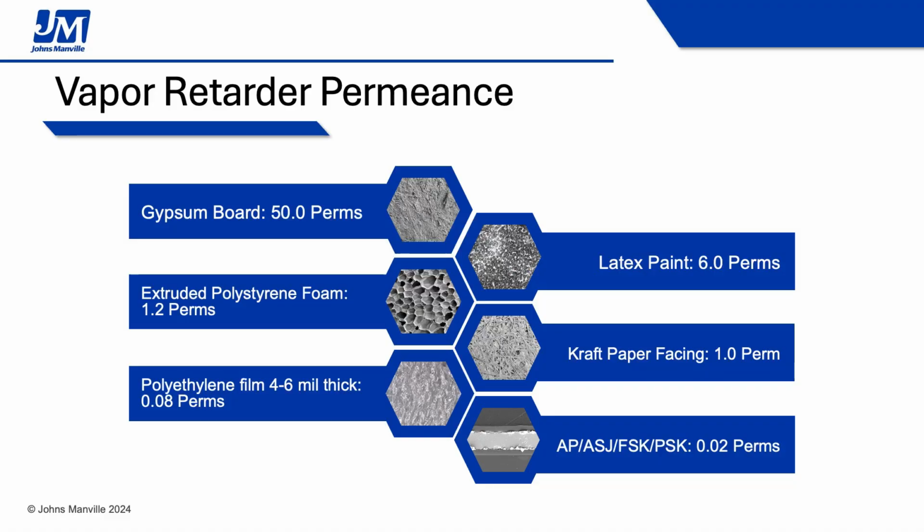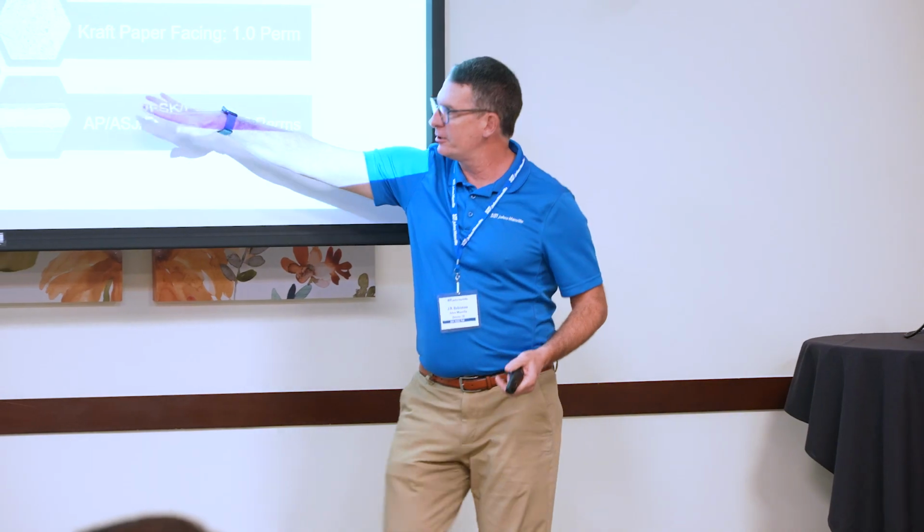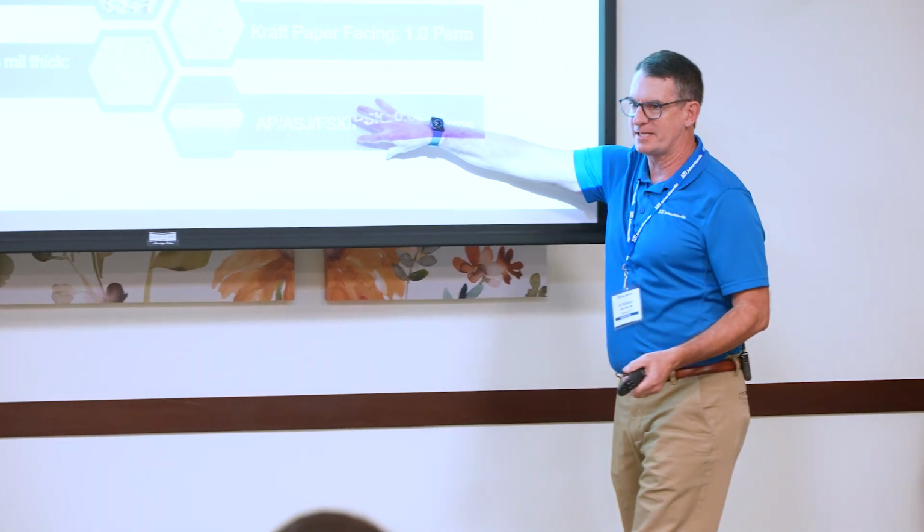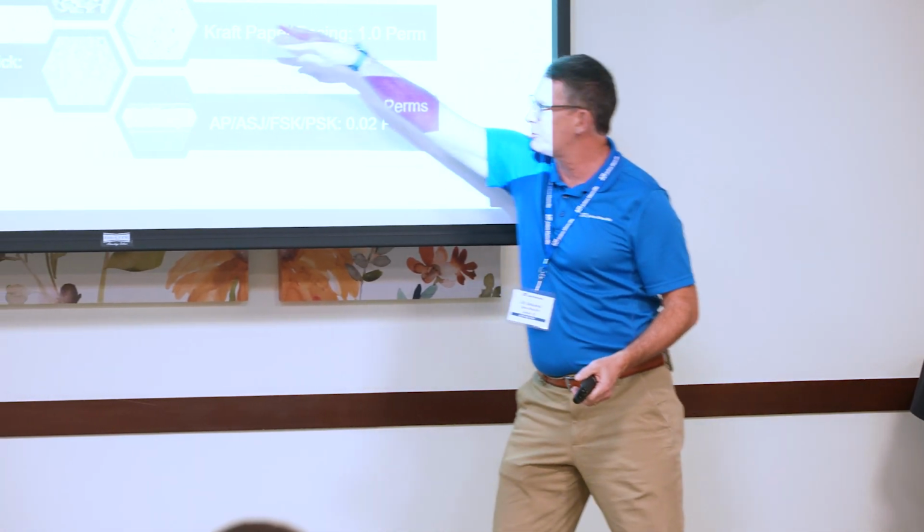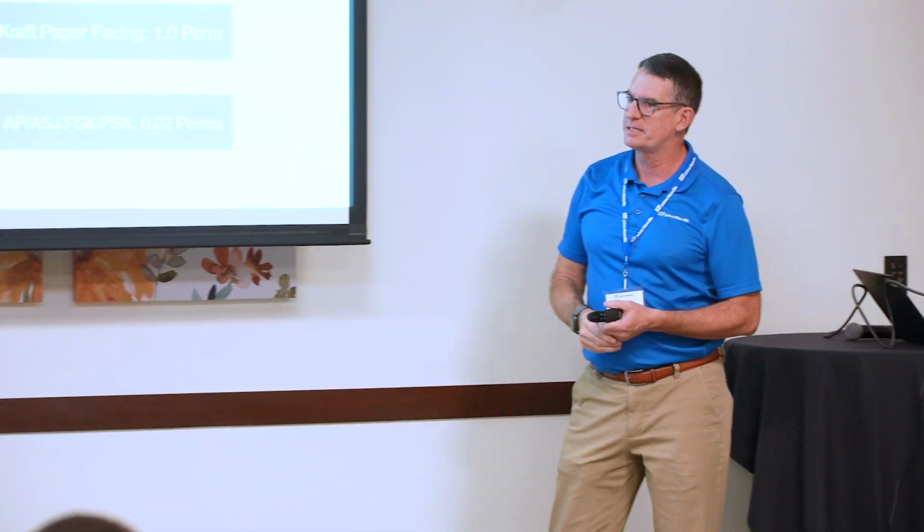Right, and then of course we get to things like poly films, which get to be 0.8. Foils can even be down to 0.2, right? Vapor barriers would be kind of in this class of material, right? Vapor retarders, more in that middle class of material.